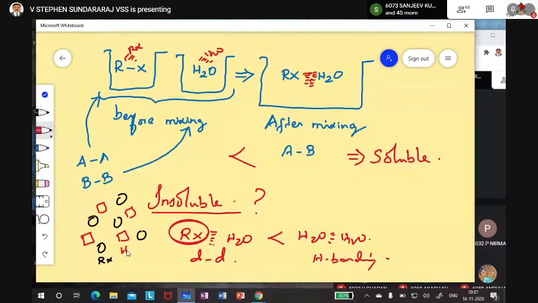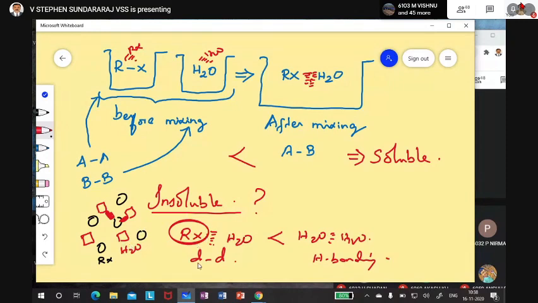So when you are mixing them, they will come in between and try to dissolve. What is this attraction? Water versus RX. If this is stronger, then only it will remain. Otherwise, they will go away from each other. Here they will go away and form a white precipitate. All the RX will go to one side to form an insoluble layer. They are colorless, so some white turbidity will form.